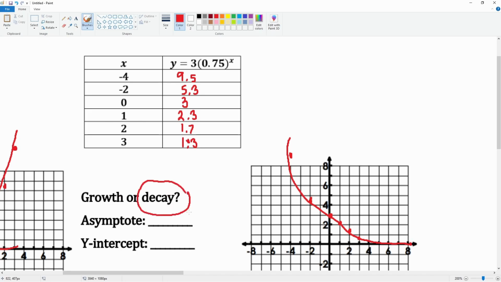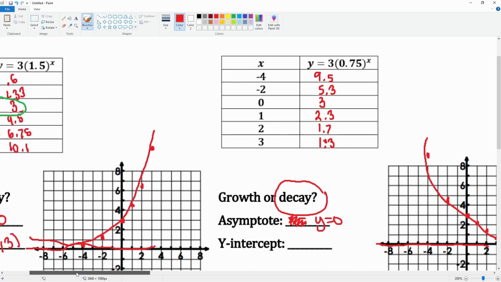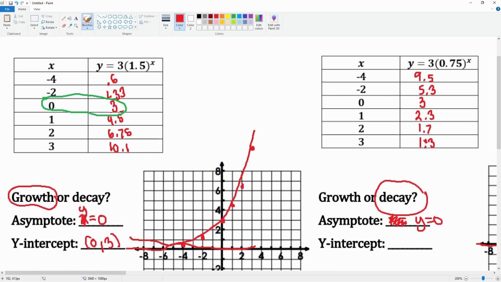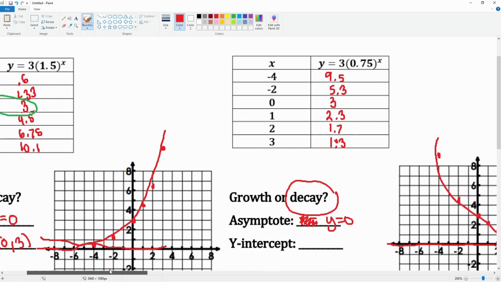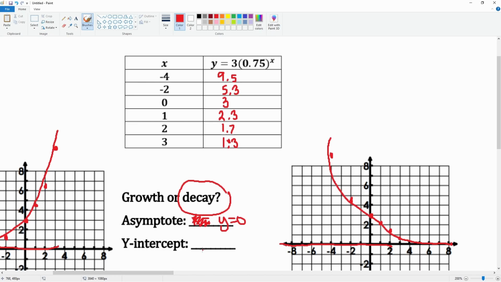It is decay because it's going down. The asymptote is the line that it never crosses. So that is y equal to 0. And the y-intercept is right here where it crosses, so that is 0,3.